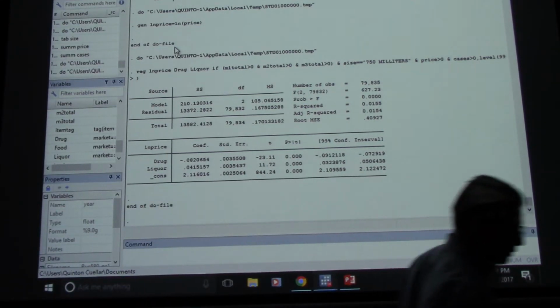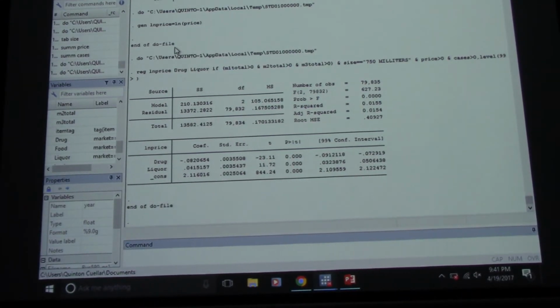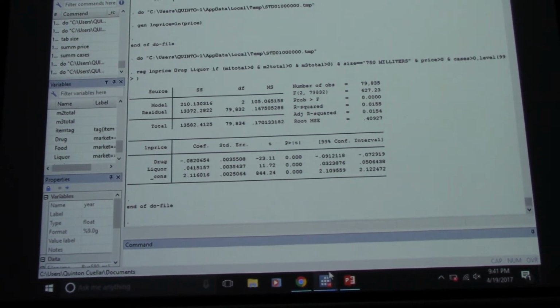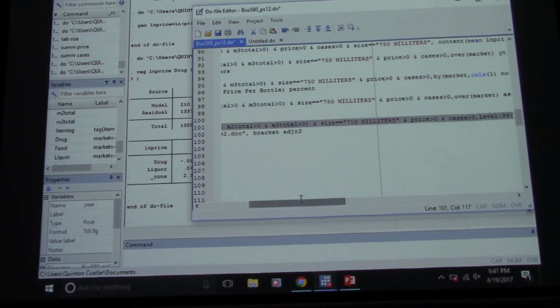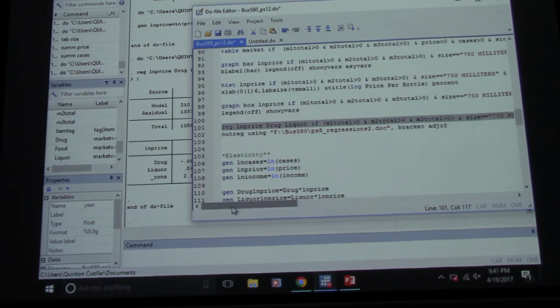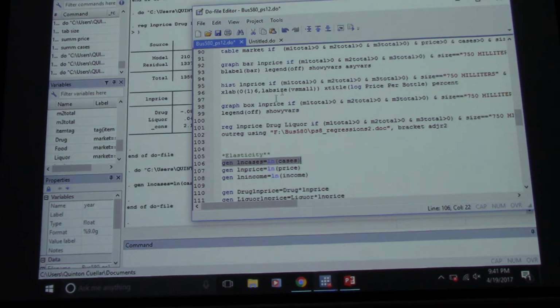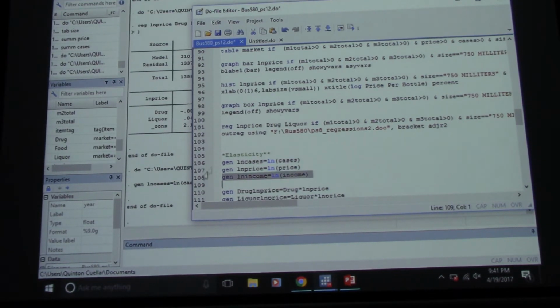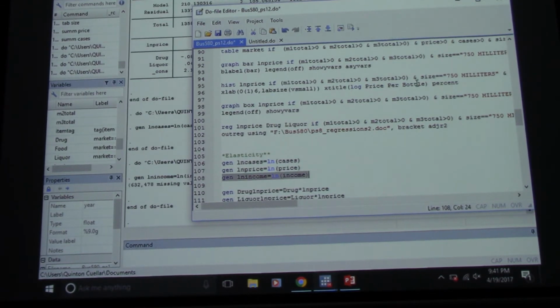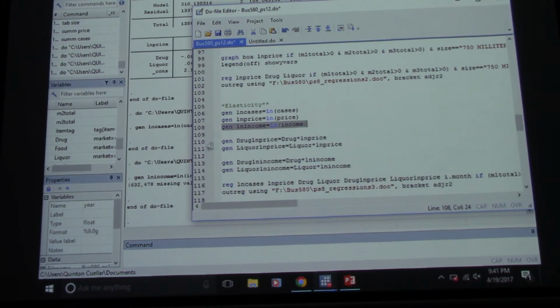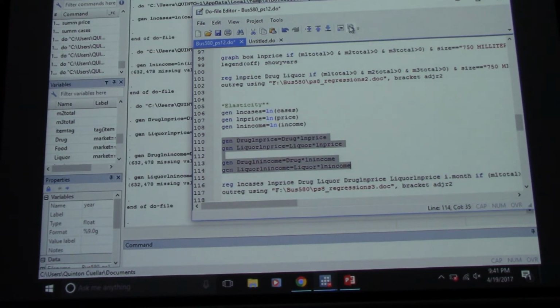What else? I guess check the price elasticities. We can run that price elasticity regression. So, cases, ooh, income's in this data set. That's awesome. And we got some interactions. Drugs, liquor store.